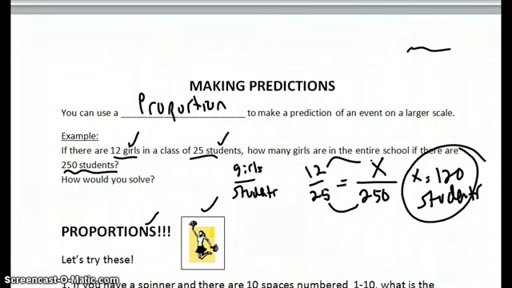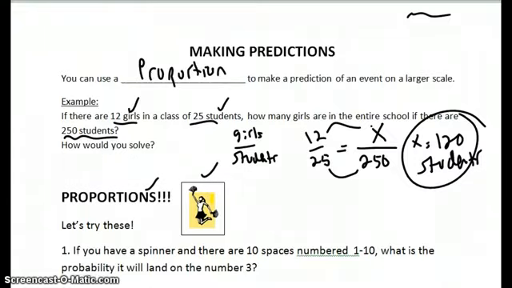So it's not an exact science, but you're just, again, making a prediction. So let's try some examples below.